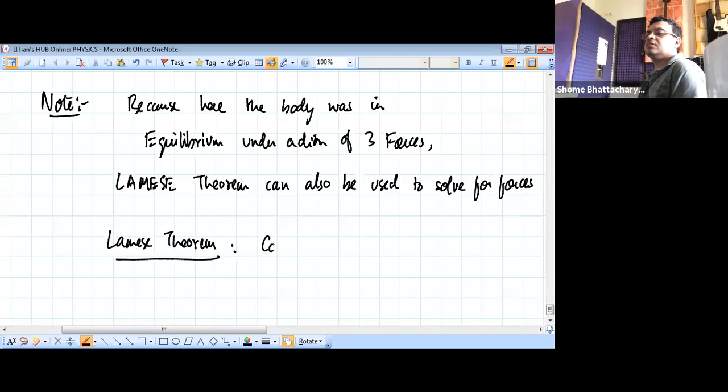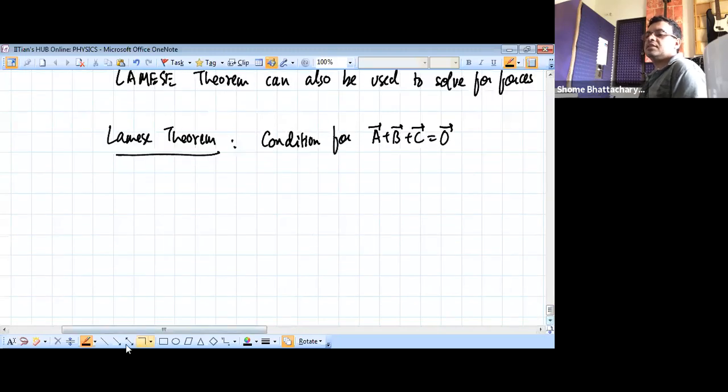Lamy's theorem gives us the condition for A plus B plus C to be zero, the sum of three vectors. And that says that if we draw the vectors from a common origin, suppose this vector here is labeled A, this one is labeled B, and this one is labeled C. Now the angle opposite A is alpha. The angle opposite B is beta, and the angle opposite C is gamma.